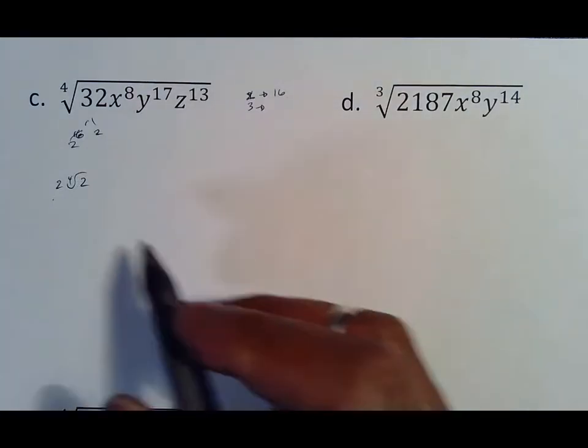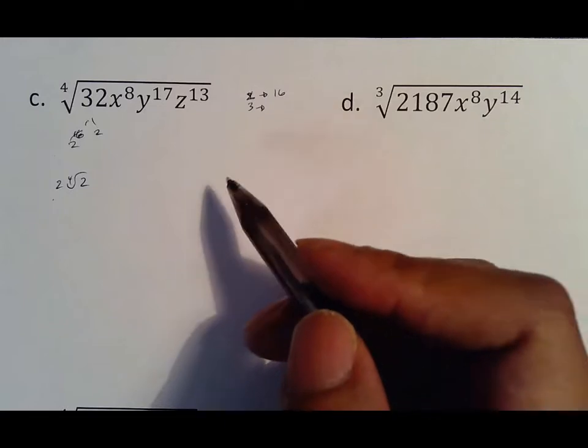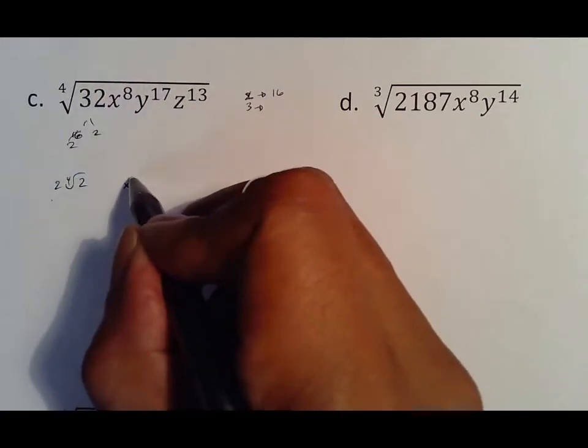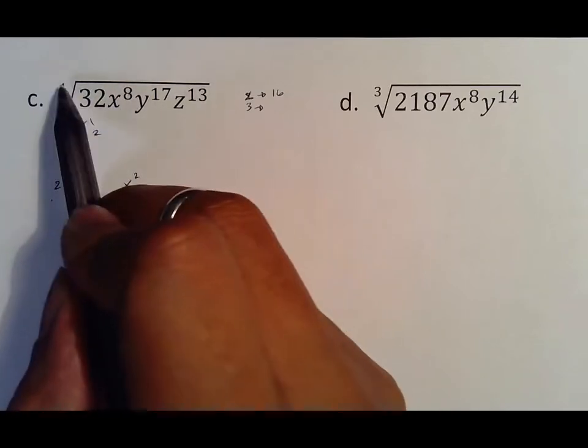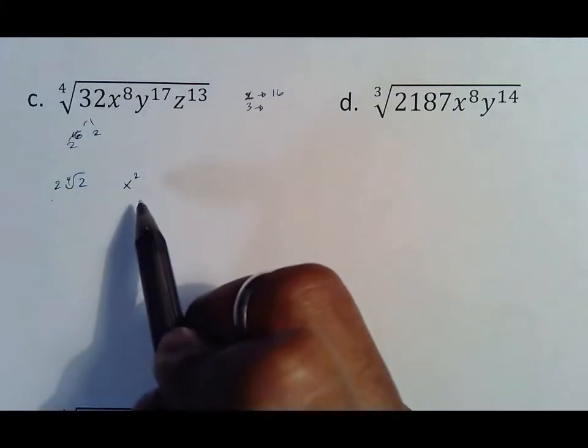And usually what I do for these is I break everything down individually, and then I put it all back together. I'll show you what I mean. 32 breaks down to be that. X to the 8th would be just x squared, because remember we're doing 8 divided by 4, because you need sets of 4 to come out. So 8 would break down to 2 x's.